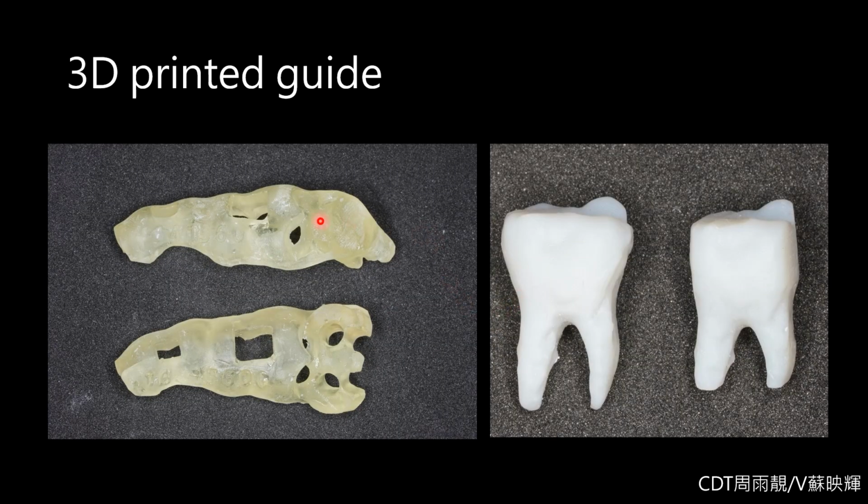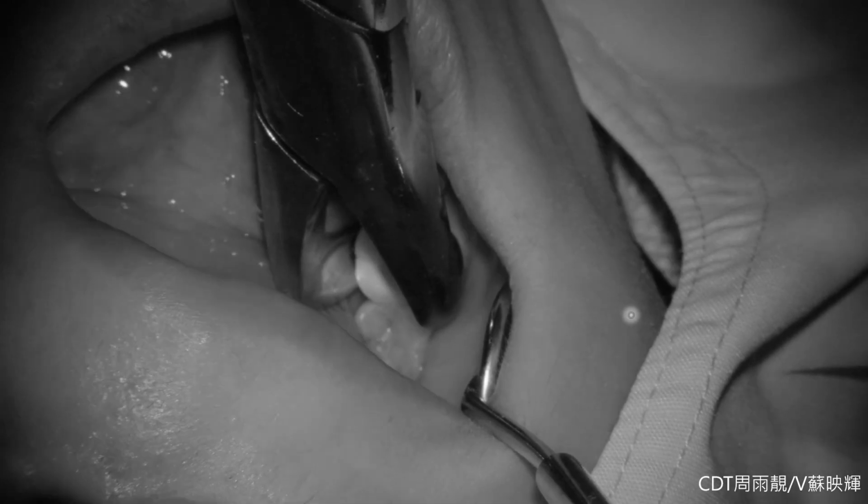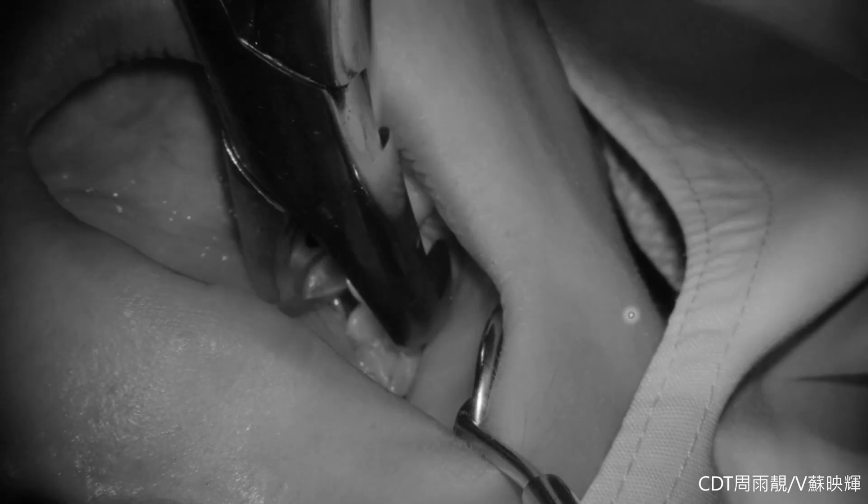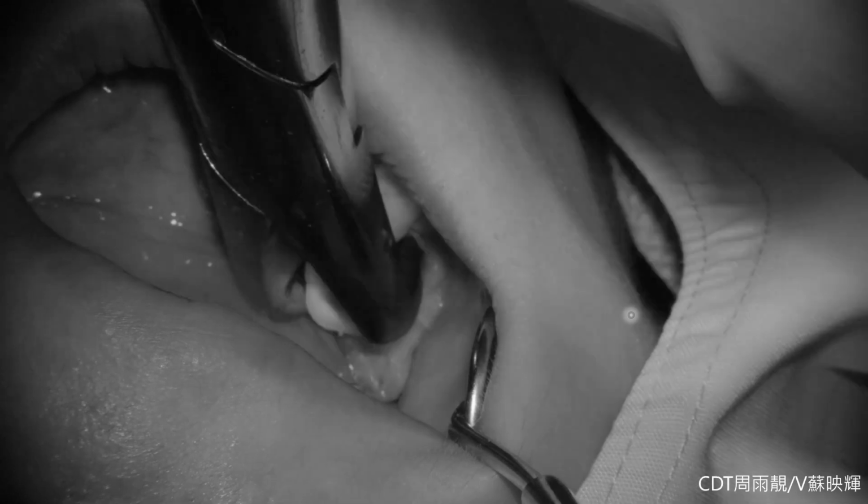So I got two surgical guides. This one is with the tubes on it, and this one is only with the drill pads on it. And this one is the analog. So let's see the surgical process.